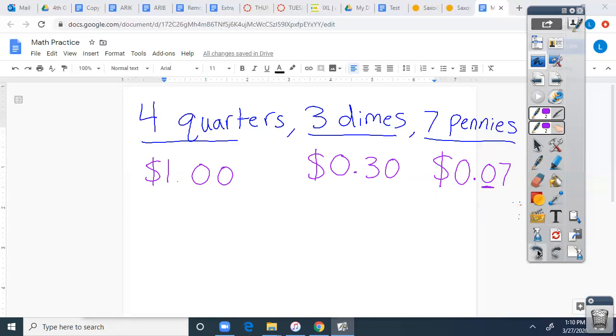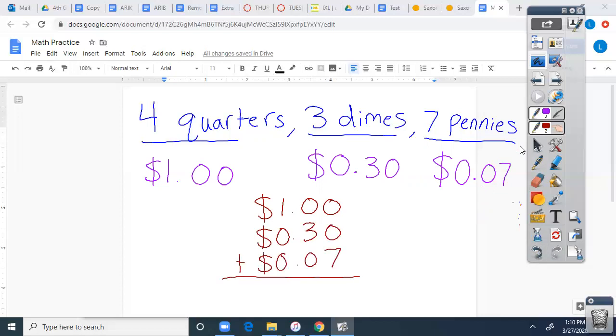Okay, let me go. All right, so now we're going to add all of these together. Let's do it in maroon. All right, so we've got $1 plus 30 cents plus 7 cents. Adding them all together, 0 plus 0 plus 7, 7. 0 plus 3 plus 0, 3. 1 plus 0 plus 0, 1. So your answer is $1.37.